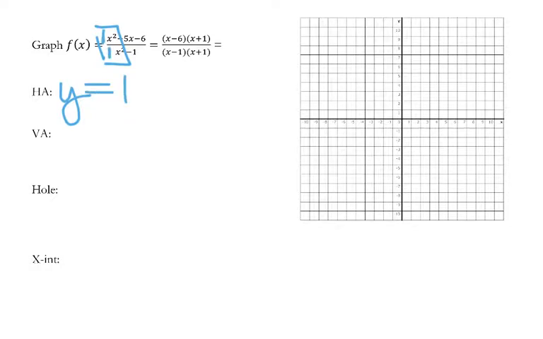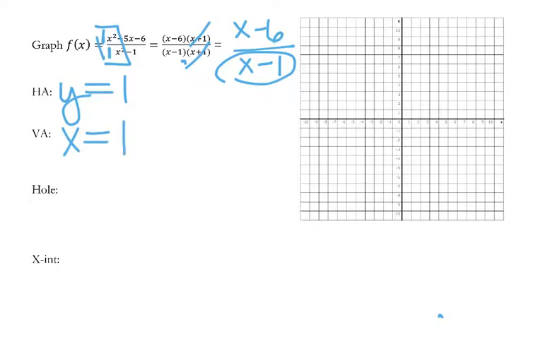My vertical asymptote, I have to look at the denominator. Before I can find a vertical asymptote, I have to simplify. I have x plus 1 divided by x plus 1. That cancels out, and I'm left with x minus 6 over x minus 1. So I look at this denominator to get my vertical asymptote. My vertical asymptote is x equals 1.